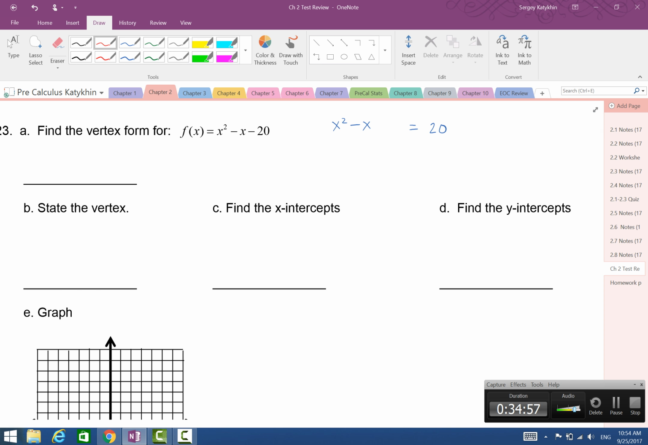To get that third term, I'm going to take b, divide that by 2, and then square it. So when I take -1, divide that by 2, that's going to be -1/2. -1/2 squared is actually going to be +1/4, which means I'm adding 1/4 to the other side as well.